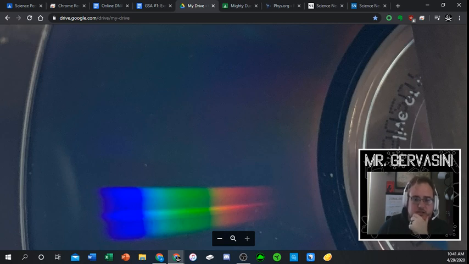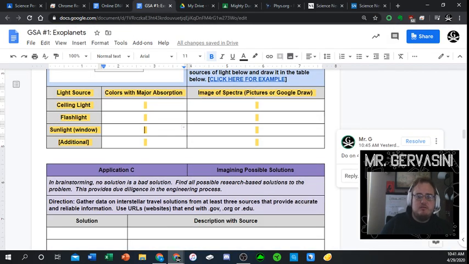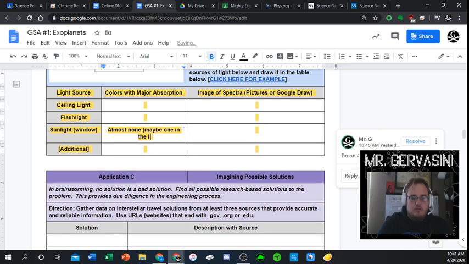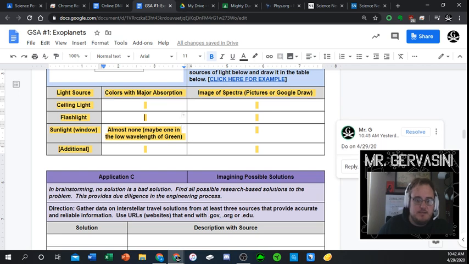I don't see any clear black lines. I mean, it gets darker because there's just less light as you move along. The only place I can really see a black line might be somewhere in the low green wavelength. So I would say almost none, maybe one in the low wavelength of green. Okay? And so I'm just kind of giving a description. Hopefully you see black lines in some of these others.